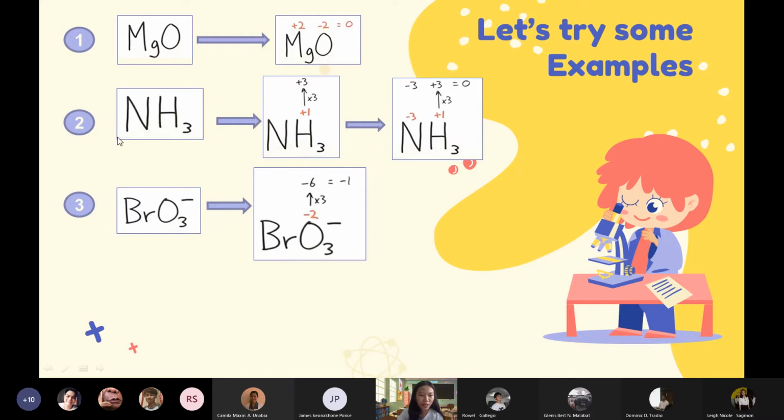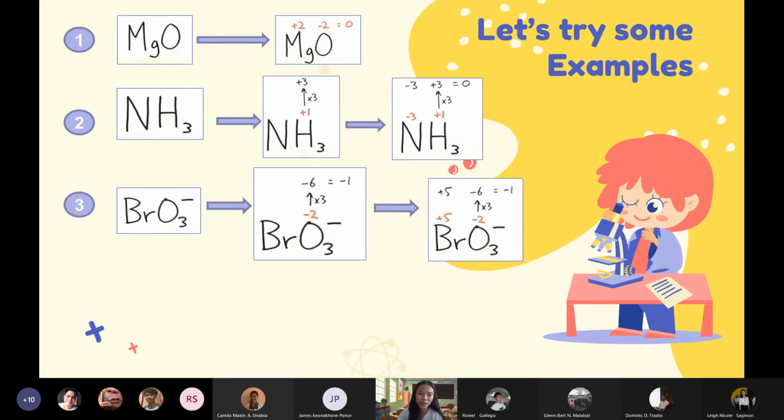Now remember, this is a polyatomic ion, which means the total of the oxidation numbers is equal to the charge of the polyatomic ion, which is negative 1. So negative 6 plus whatever the oxidation number of bromine is should equal negative 1. Therefore, bromine is positive 5.